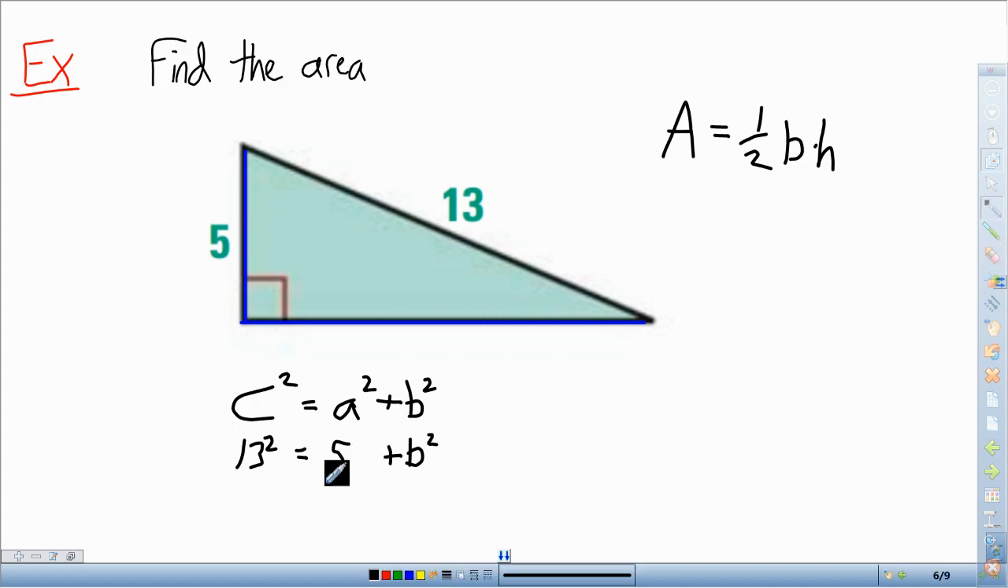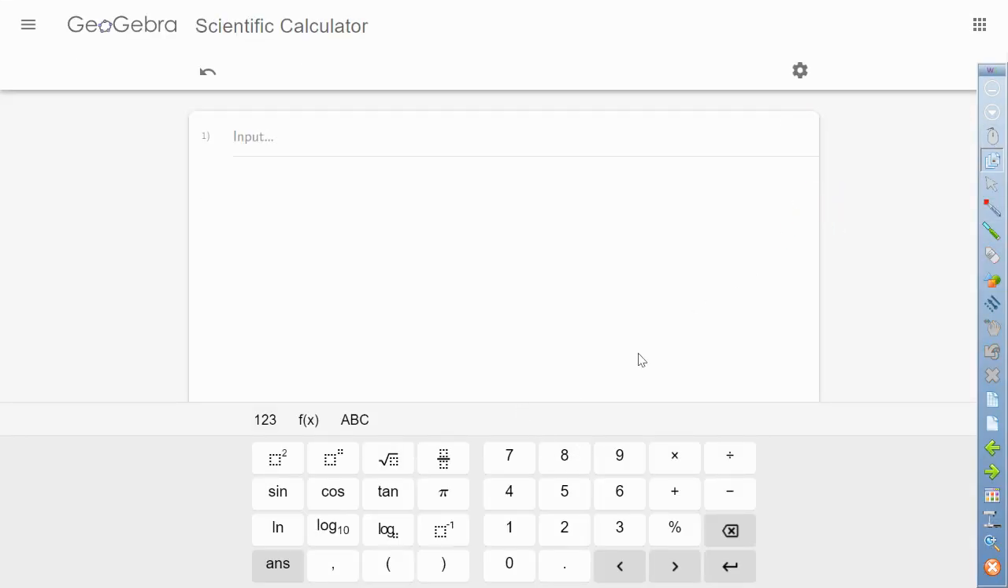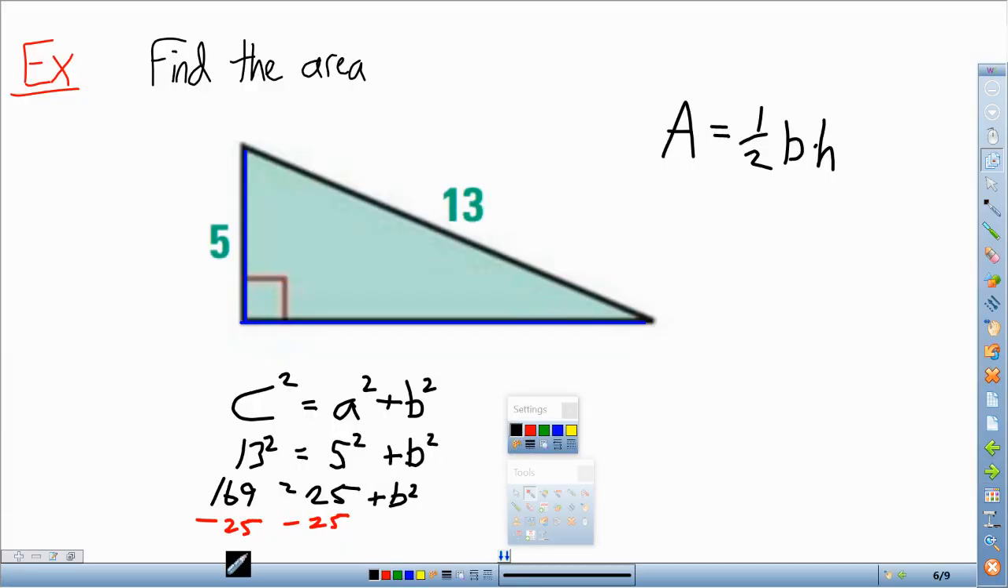All right, so yeah, we just need to solve this thing for b. So let's square these numbers first. So 13 squared is 169, 5 squared is 25, plus b squared. Okay, and then from here we can subtract 25 from both sides. Okay, so 169 minus 25. Whoa. All right, looks like we're getting 144. All right, just be careful. That's what b squared equals, right? We're getting 144 equals b squared.